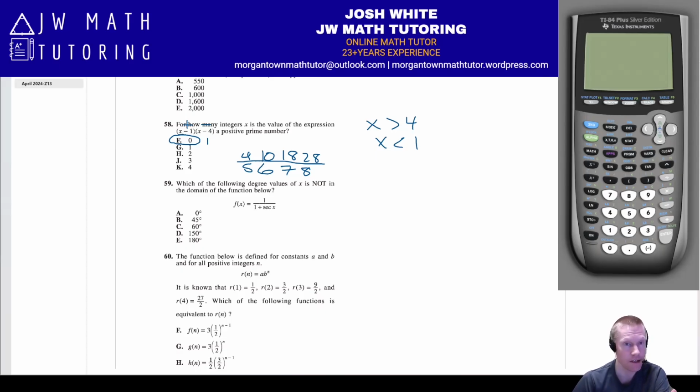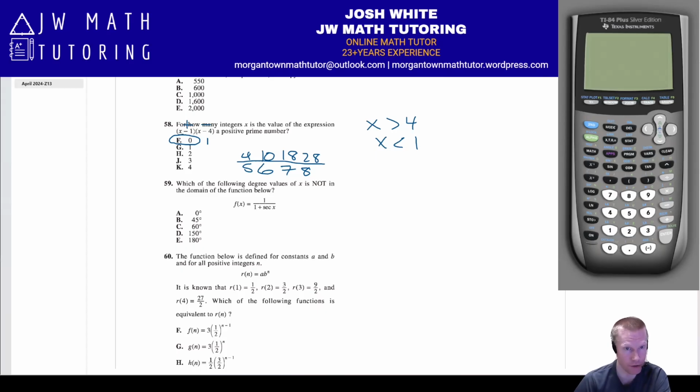So if this was, say, x minus 2 instead, and you plugged in 5, then you would get 5 minus 4 is 1, and 5 minus 2 is 3. 3 times 1 is 3. Then it looks like there would be one x value that gives you a positive prime number. But that's not the case here.